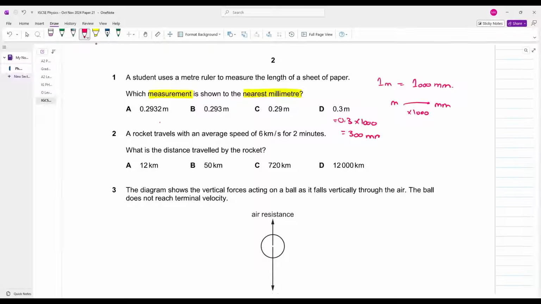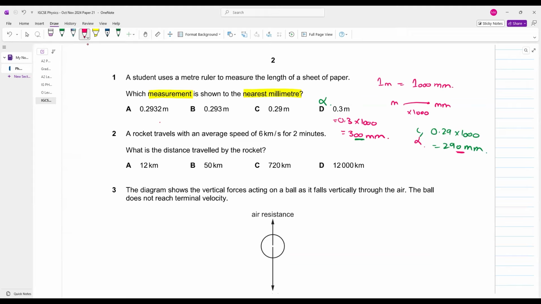300 millimeter. But can you realize these two zeros are not significant? Beta, zeros at the end of a number are not significant. That means this is not written to the nearest millimeter. Let's do the same thing with option C. 0.29 multiplied by 1000 gives you 290 millimeter. Again, the zero at the end is not significant. Hence, this is also not close to the nearest millimeter. This will also get cancelled out.